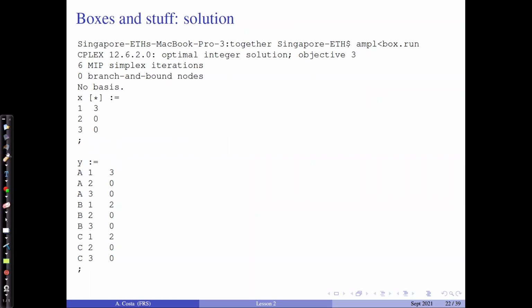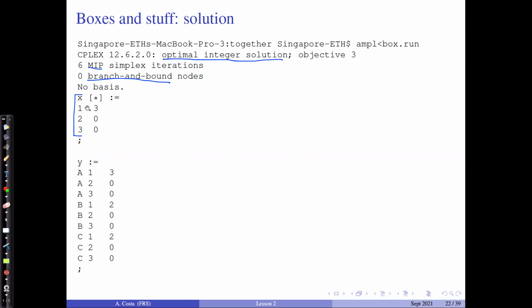As you can see here, again, Cplex is telling us that we got an optimal integer solution. And branch and bound, you see, when you start to see these keywords, branch and bound and MIP, integer, it means that you are dealing with an integer problem. We got an objective of 3. And this is the solution.